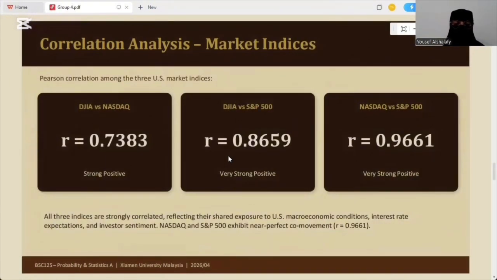Next, the market indices NASDAQ and S&P 500 have R equal to 0.9661, almost the same movement. DJIA and S&P 500 have R equal to 0.9658. DJIA and NASDAQ have R equal to 0.7383. All three move together because they share the same economy. DJIA and NASDAQ differ slightly because they include different companies.